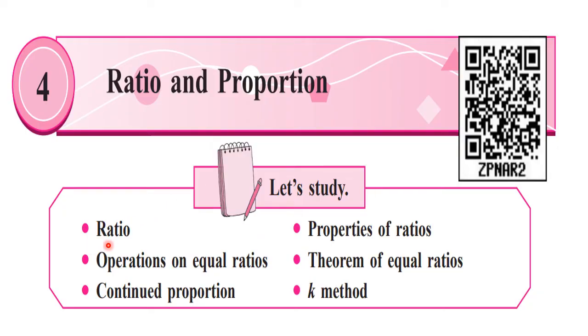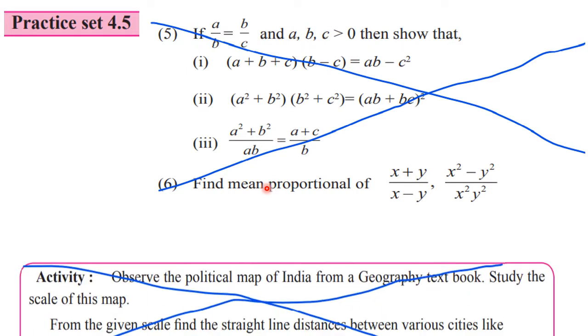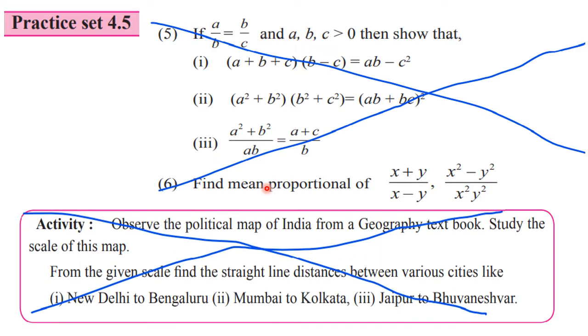In this chapter we have completed all the topics, and in the previous lecture we discussed practice set 4.5. In that practice set 4.5 we have completed up to question number 4. Question numbers 5 and 6 are omitted. They are not there. They are under the reduced syllabus. Also, the activity which is given just above the problem set is also omitted. So take a note of this. With this we have completed all the topics of chapter number 4. Also we have completed all the practice sets.